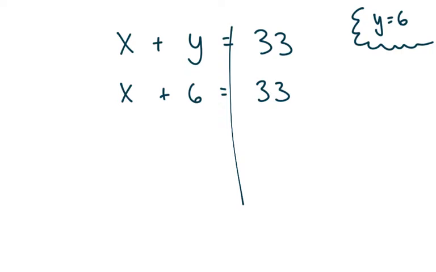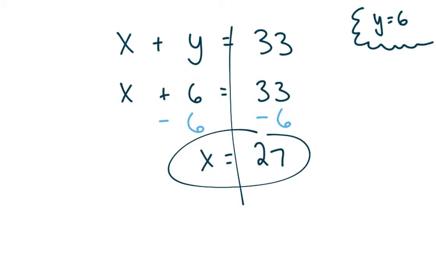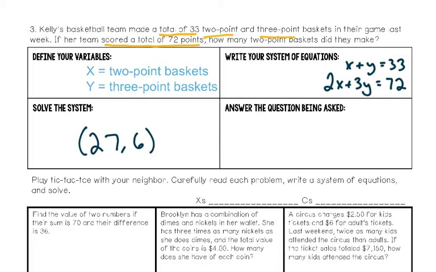If you don't know that off the top of your head, you can always use inverse operations to solve this. Since it's a +6, you want to subtract 6, and x equals 27. That's the number of 2-point shots I made. That makes the solution to the system 27 and 6, 27 being the number of 2-pointers and 6 being the number of 3-pointers. The question was asking me how many 2-point baskets did I make, or Kelly's team, excuse me. So you just word that into a sentence and make sure you're answering the question. They made 27 2-point baskets.